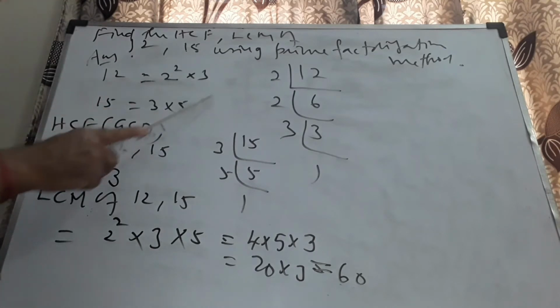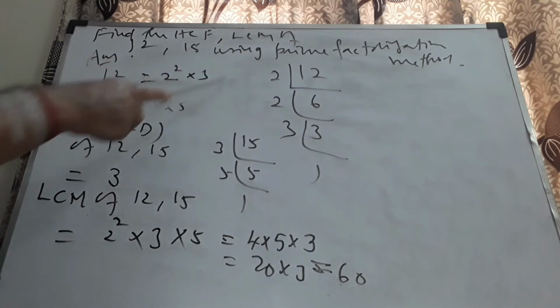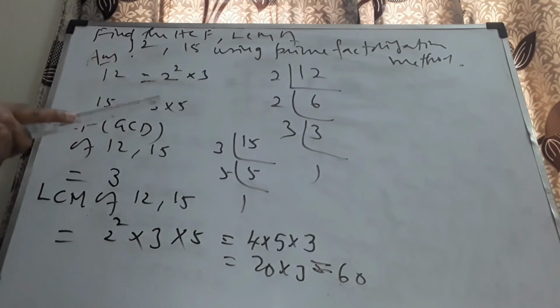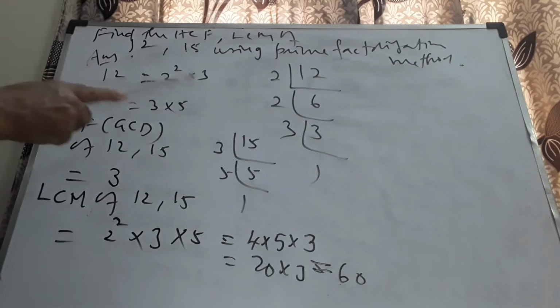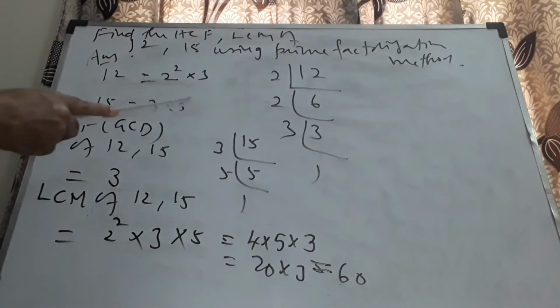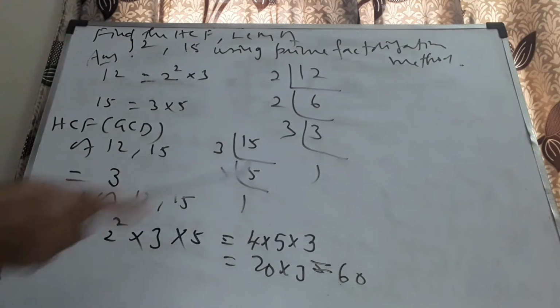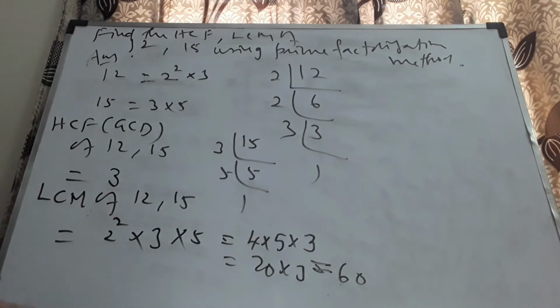LCM, least common multiple: wherever I have the word least, I will write the one with the higher powers. Out of 2 square and 2 power 0, the higher power is 2 square. 3, common power, 3 power 1, 3. Then 5 power 0 and 5, I will take 5. 4 into 5 is 20. 20 into 3 is 60. It's not 6, it is 60. Therefore, the HCF will be 3 and the LCM will be 60.